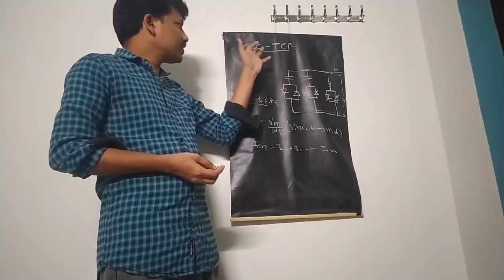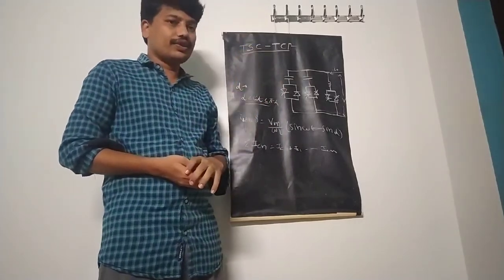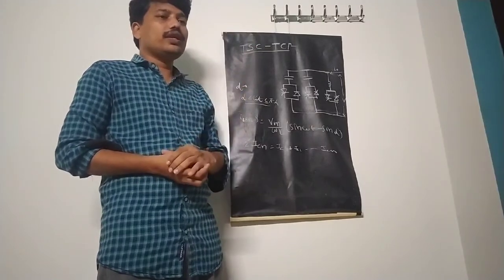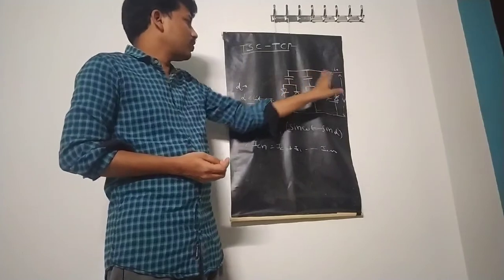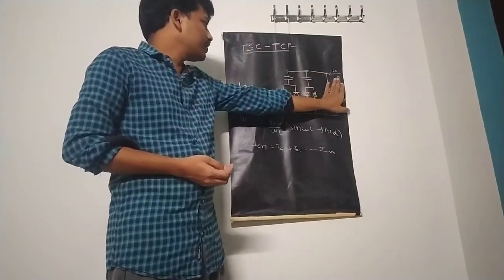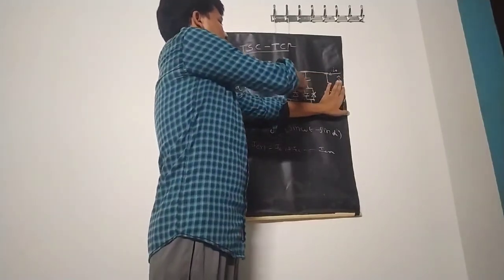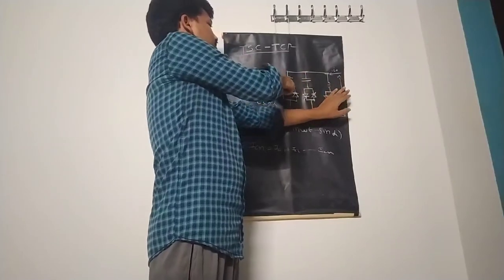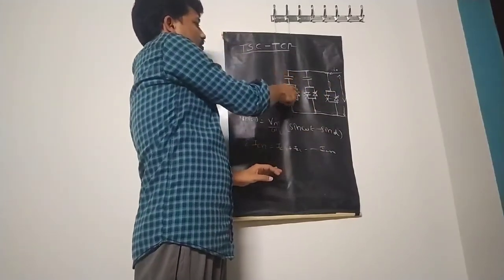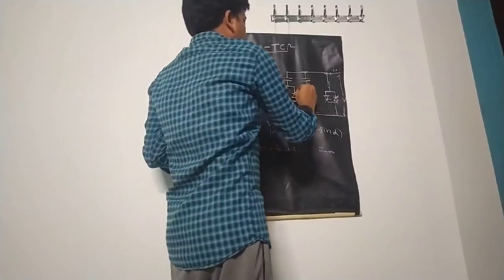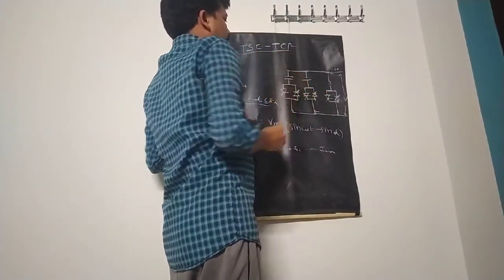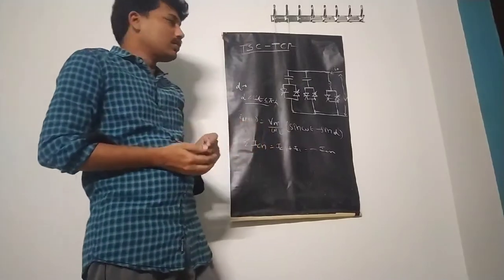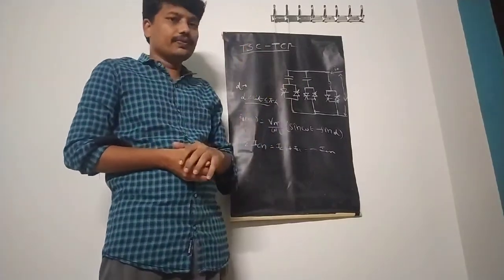What about the TSC? This is the thyristor switched capacitor. We can control the capacitive current with the help of the thyristor. Just look at this circuit, not the waveform. The capacitor is controlled with the help of the thyristor valves, and with the help of the thyristor we can control the capacitor. We have already seen the thyristor switched capacitor operation.